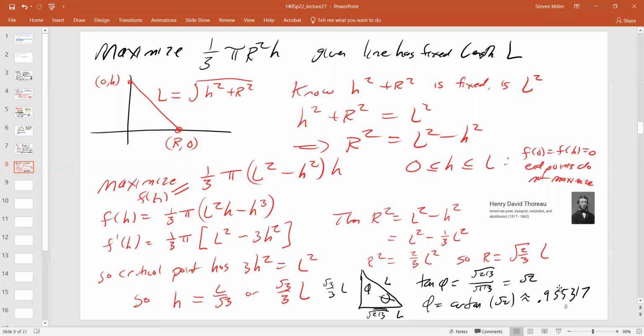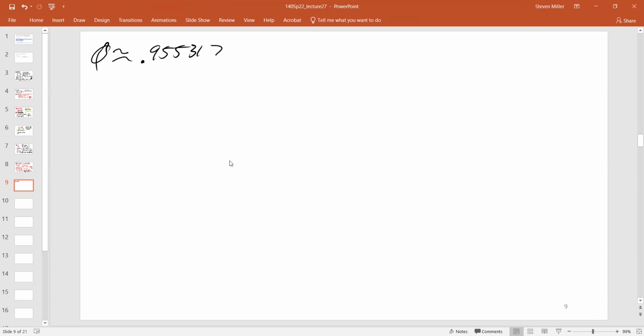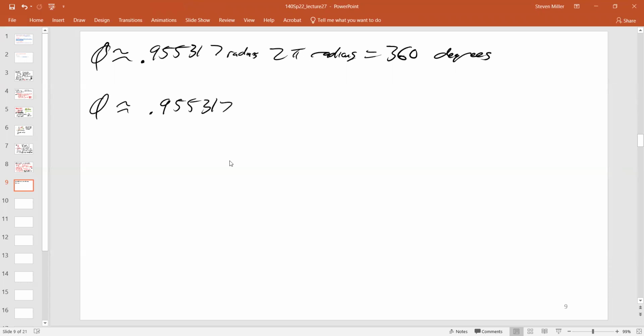So if I want to convert this to an angle, this is radians. How do I get from radians to an angle? So how many radians are there in a whole circle? 2 pi. So we had phi approximately 0.955317. 2 pi radians equals 360 degrees. It's always good to put in units of measurement. So phi is about 0.955317 radians. What do I have to multiply by to end up with something in degrees?